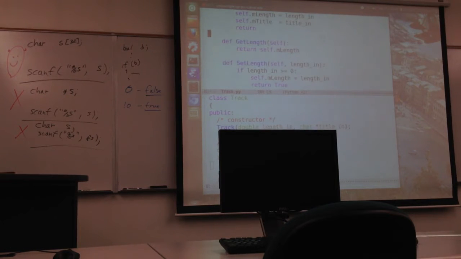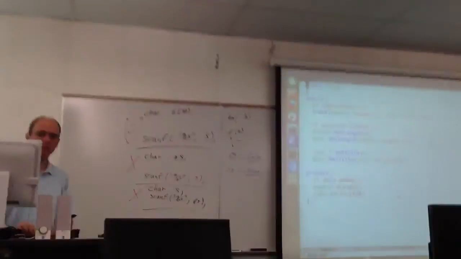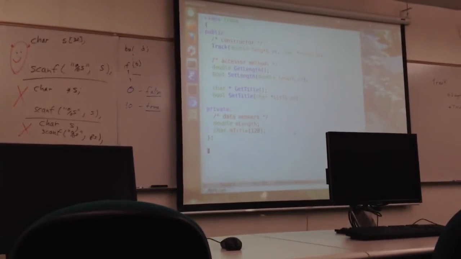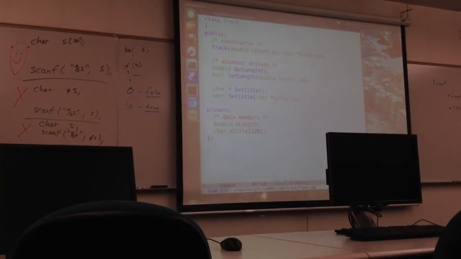Okay, so I just want to use that as a frame of reference, right? Since we're all mostly coming from Python. Okay, so now what we need to do is implement the methods here. Notice that the declaration and the definitions are separate. So I go to a new file, track.cpp.